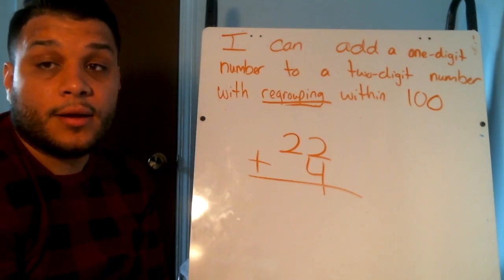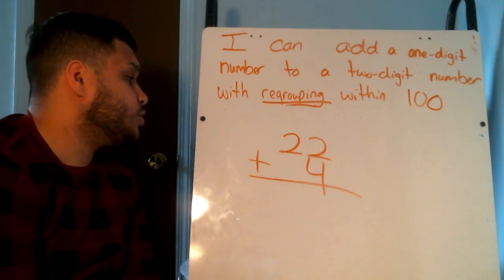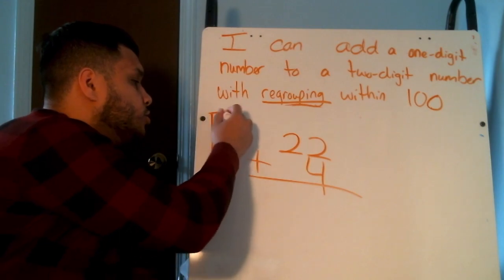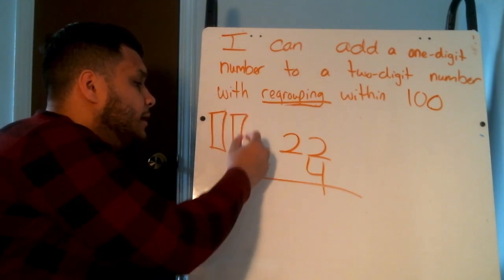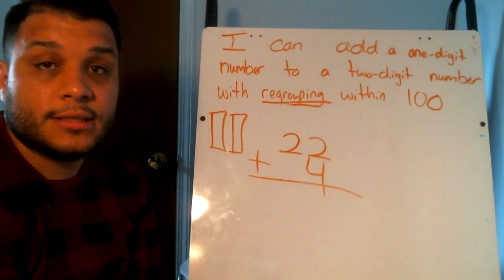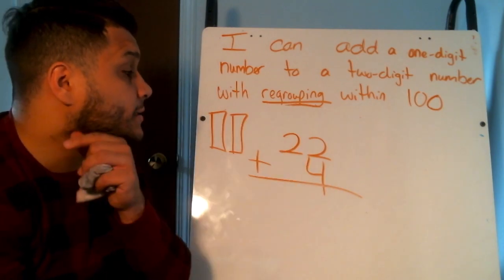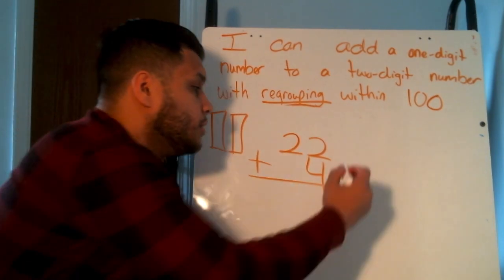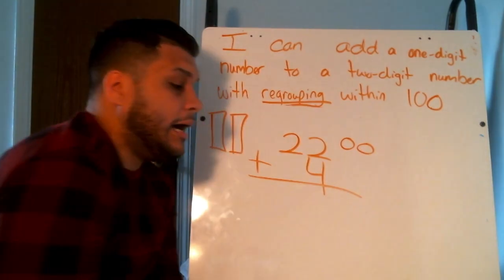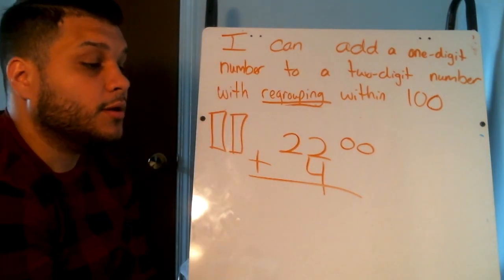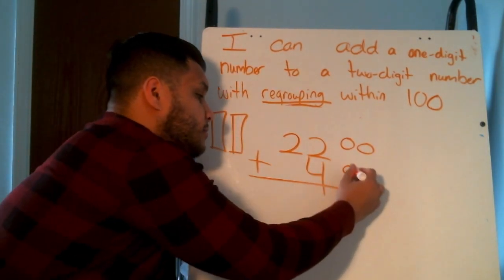Let us write our tens. How many tens in the number 22? 2 tens. How many tens in the number 4? 0. How many ones in the number 22? 2 ones. How many ones in the number 4? Awesome, 4 ones.